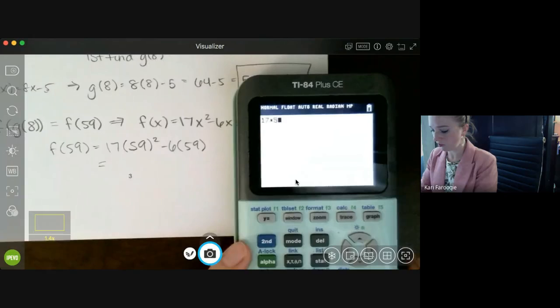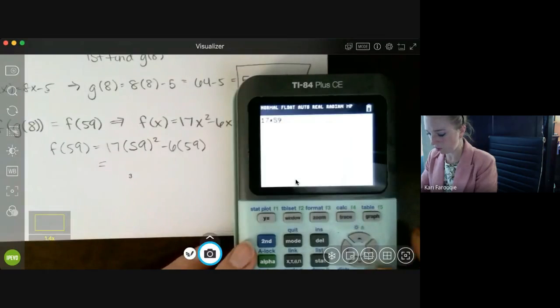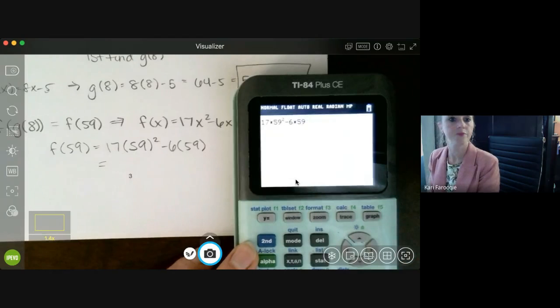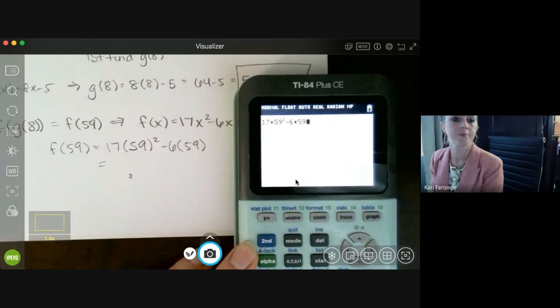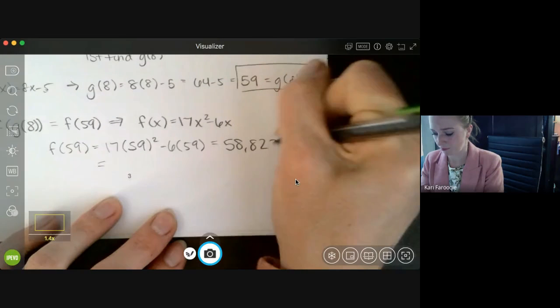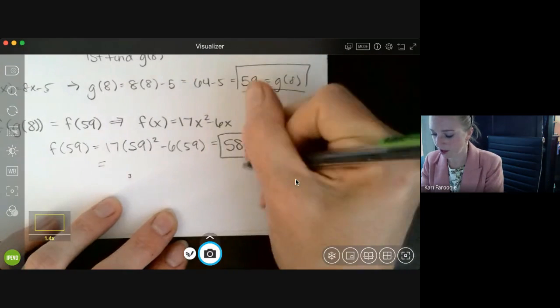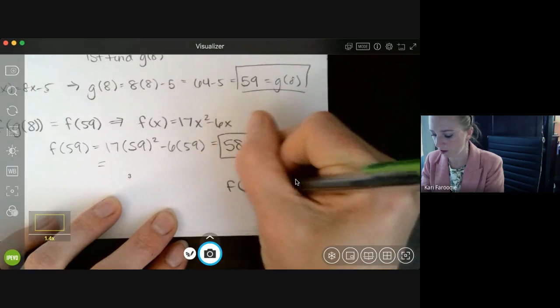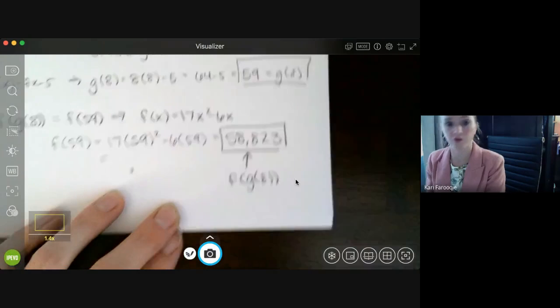17 times 59 squared minus 6 times 59. And then you get a very large number, 58,823. And that is the value for f of g of 8.